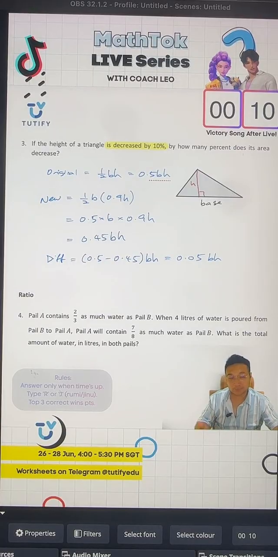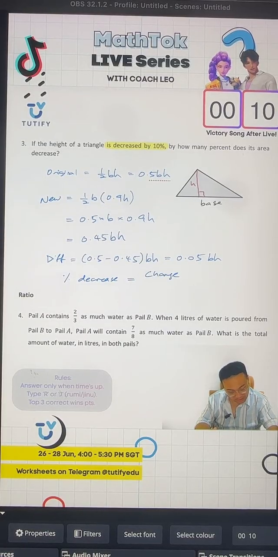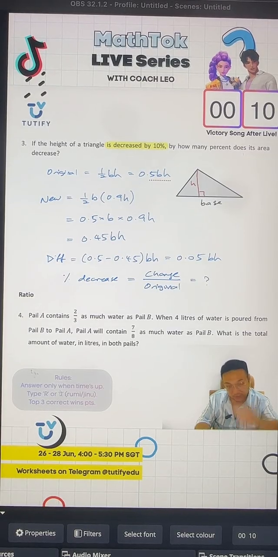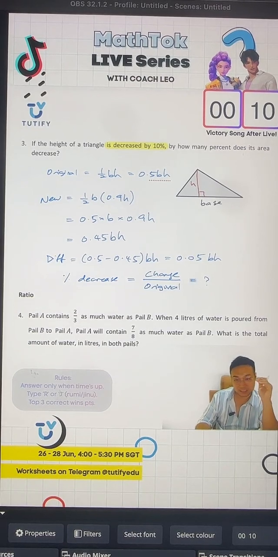And if you want to find the percentage decrease, we must compare the change. This is the change. Okay, let me write down. The change divided by the original. Okay, so students, can you calculate this? I give you some time. Calculate what is the percentage decrease.